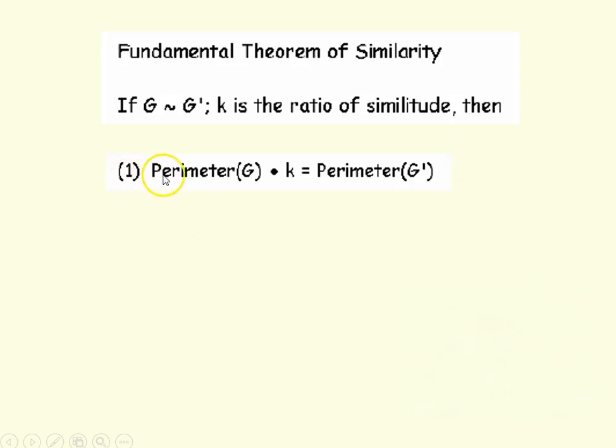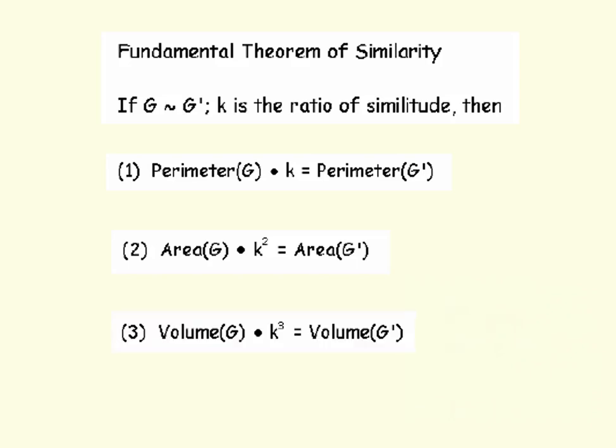First of all, number one, the perimeter of one of the figures times K is the perimeter of the resulting similar figure. The areas, however, are related also by that ratio of similitude, but it's by the scale factor squared. And we'll go back and take a look at that in just a minute to connect that to what we just did.